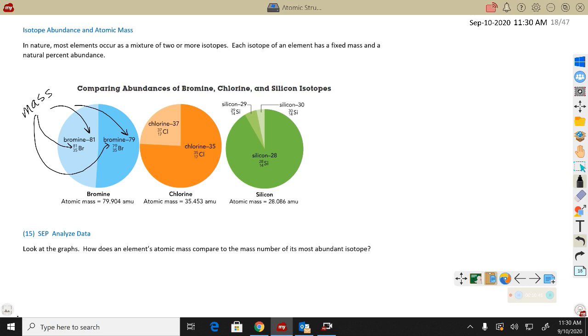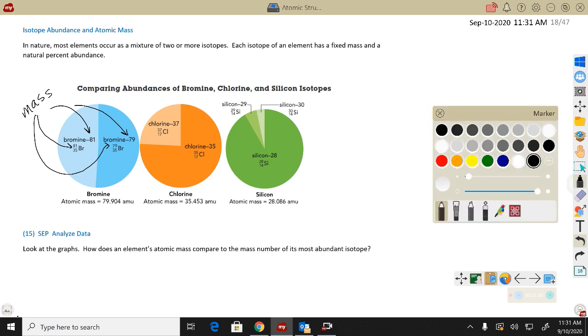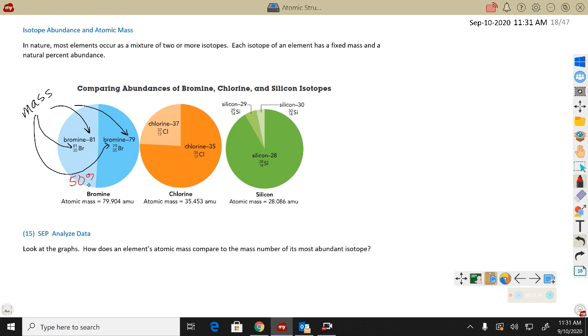And so here it looks almost like it's 50-50. Like in nature, it looks like about 50% of the bromine is 81 and 50% of the bromine is mass 79. So maybe I'll put that in here. I'll change that to another color maybe. So this is kind of 50-50. When I look at the chlorine, it's pretty close to like 25-75.